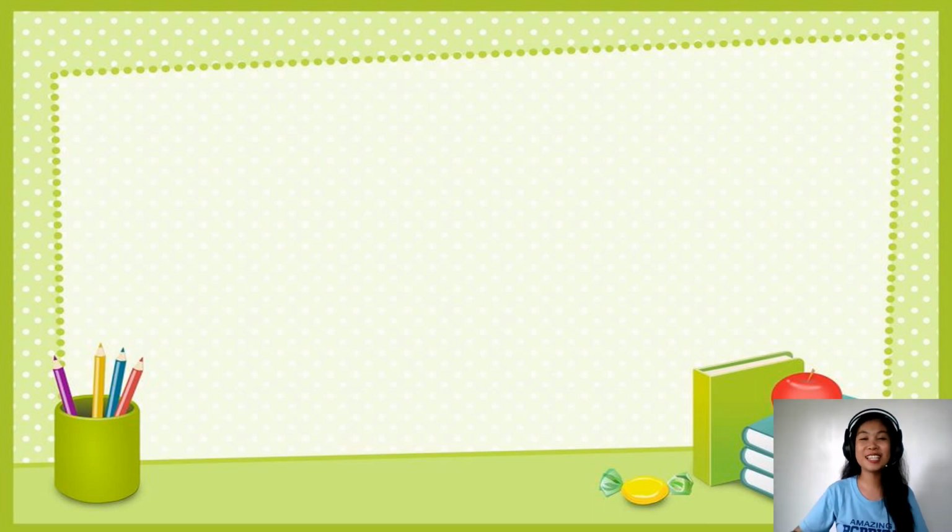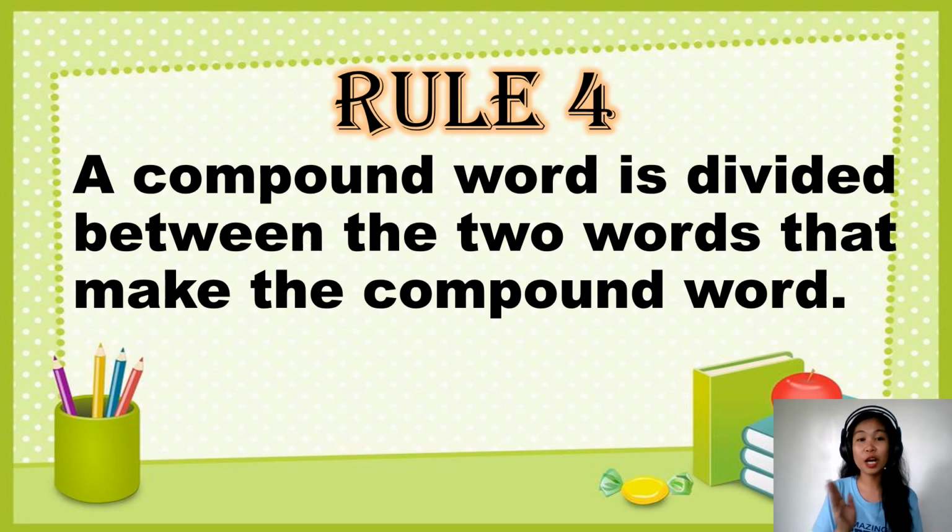Hello! This is a continuation of syllabication. Okay, rules. Now let's start with rule number 4. A word or a compound word is divided between the two words that make the compound word. Therefore, here all you have to do is to separate the compound words. Okay? Teacher, what do you mean?